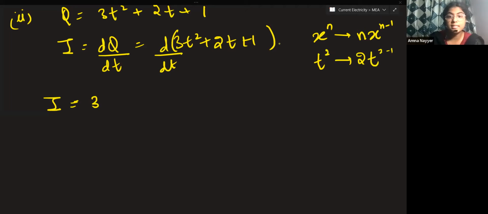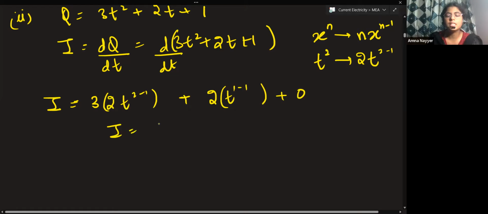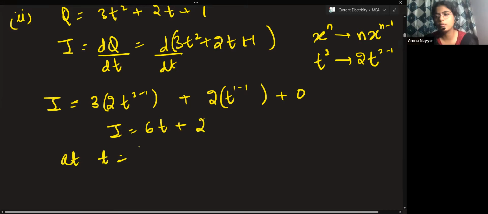Yes, Fahad, right answer. This becomes 3 into 2 coming out, t to the power 2 minus 1 will be left. Plus 2t to the power 1 is already here, minus 1 we will do. And since 1 is a constant, this will be 0. So what is left? Here we have 6t, and from here t to the power 0 is 1, so that becomes 2.